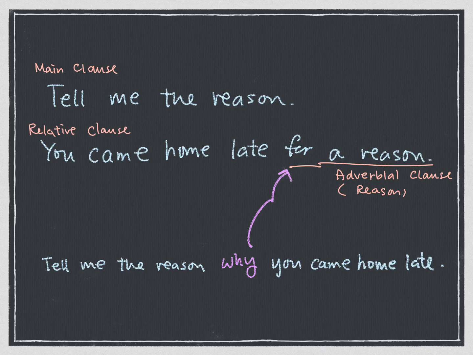So the last example that I want to use here is this. Tell me the reason is the main clause. You came here late for a reason is the relative clause, because we want to give extra information about the reason. And you know that for a reason is the adverbial clause for reason. So we'll use the double-H word why to replace this adverbial clause. So it will be combined like this: tell me the reason why you came home late. We're giving extra information about the reason. What reason? The reason why you came home late. So we use why, this double-H word, to replace the adverbial clause of reason.